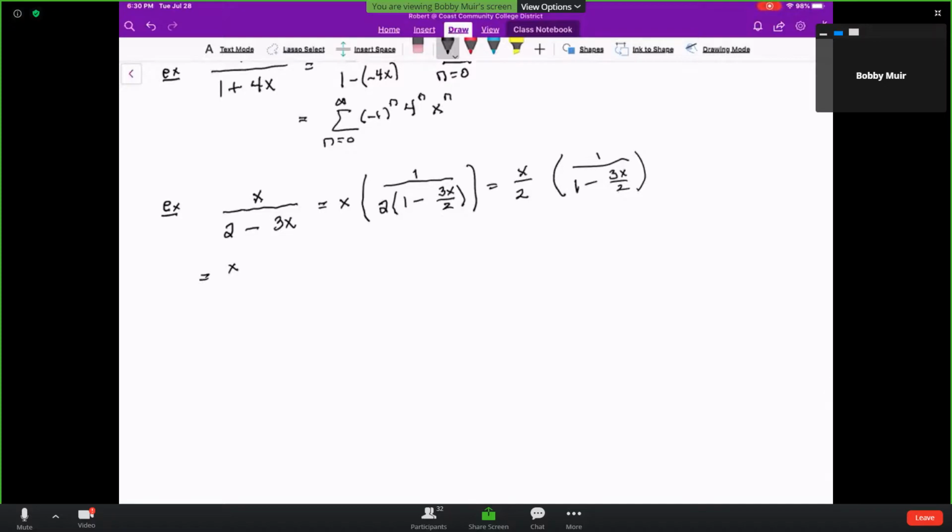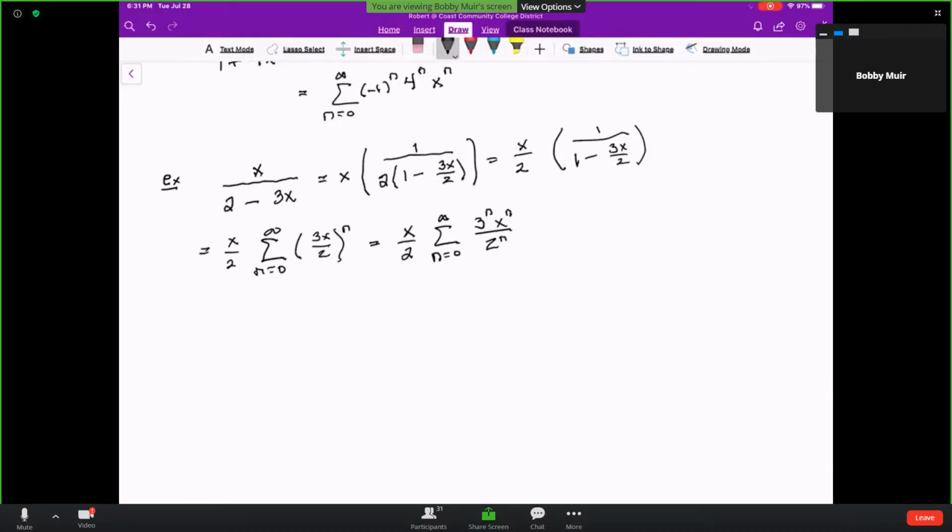So now we do our thing, x over 2. And then it's going to be the sum, n equaling 0 to infinity of 3x over 2. Because it's a minus there, we don't have to include the minus sign to the nth power. So then that's going to be x over 2 times the sum, 0 to infinity, 3 to the n, x to the n, over 2 to the n. Now because this is a geometric series, it's absolutely convergent. So that means I can distribute this thing to the inside. Remember, converging positive series are always absolutely convergent. So now this is going to go 3 to the n, x to the n plus 1 divided by 2 to the n plus 1.